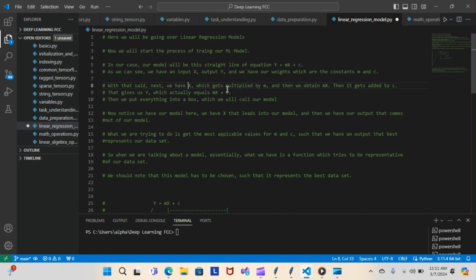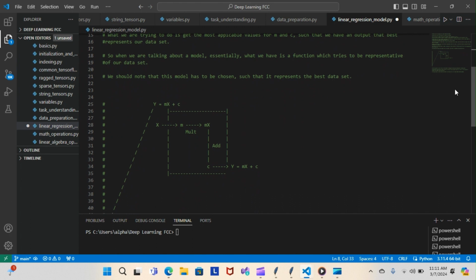Next we have x, which gets multiplied by m, and then we obtain mx. Then it gets added to c. That gives us y, which actually equals mx plus c. Let me give you a look at the model we created for that. So you can see here we have our y equals mx plus c. We have our x, which gets multiplied by m. That's how we obtain mx, and that gets added to c, which gives us y equals mx plus c.